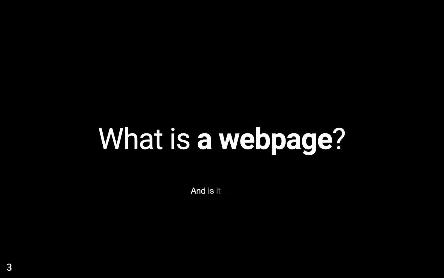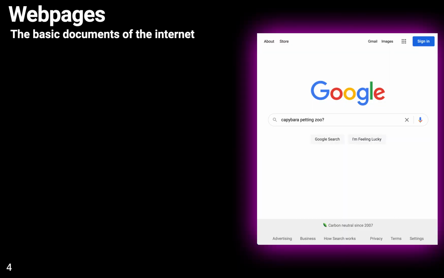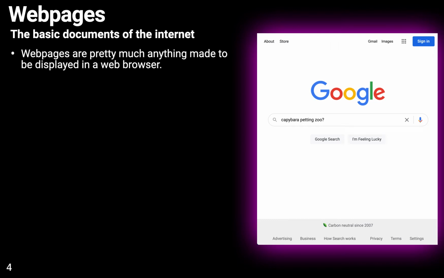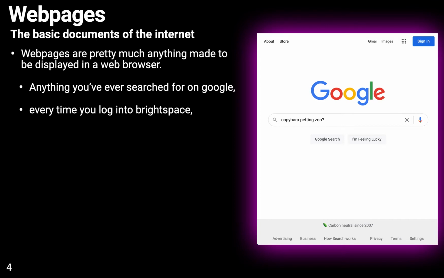So first, what is a web page? And is it an app? So web pages are the basic documents of the internet, right? Everything that you find, everything you go to online in a web browser, is a web page. So anything made to display in a web browser. Anything you've ever searched on Google, every time you log into Brightspace, every YouTube video you pull up, as long as it's in the browser, those are all different web pages, right?